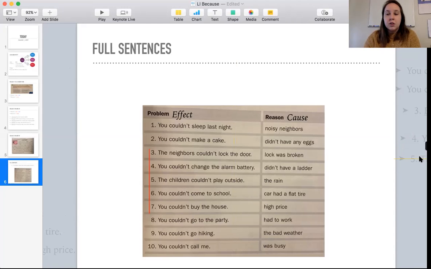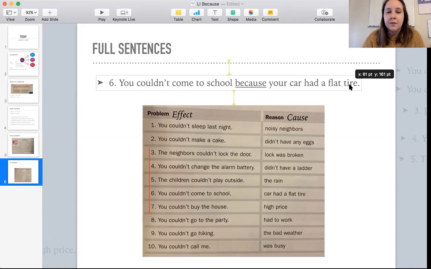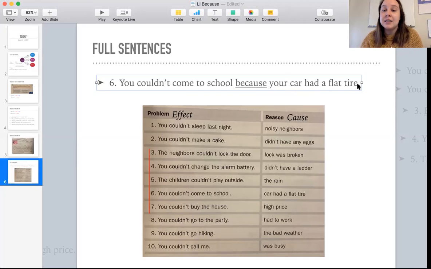All right, two more. Number 6, you couldn't come to school. Car had a flat tire. So our full sentence is going to be, you couldn't come to school because, and usually we would add a possessive, your car or the car had a flat tire. So we have a noun and a verb, so we're just using because.